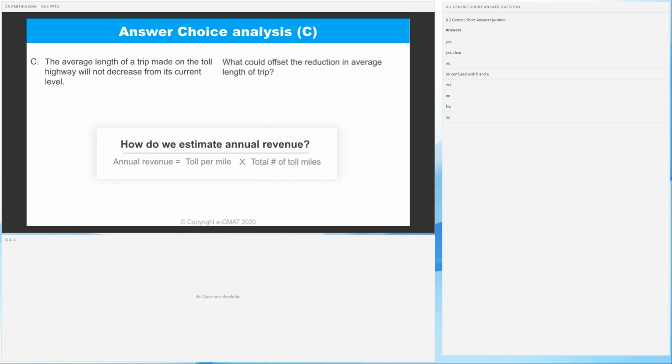Let's look at choice C. Choice C is actually the complement of choice B. Choice C talks about the average length of trip. What can compensate for the average length of trip? More trips. Yes, number of trips. Perfect. So if the average length of trip goes down, we can have more trips. Again, is choice C a strengthener? Absolutely. Is it a must be true? Absolutely not.